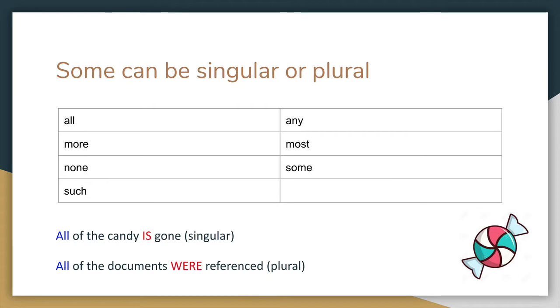So for example, if you are using the word all in a sentence where all is considered a singular entity, you're going to use a singular predicate. So all of the candy is gone. Candy is a singular entity, and so all has to be singular in that case. So you'll use the singular form of to be, and that is the word is. In the next example, you'll see all of the documents were referenced. So in this case, all is referring to a group of things that are plural. Documents are plural. And so you would use the plural form of the verb to be.